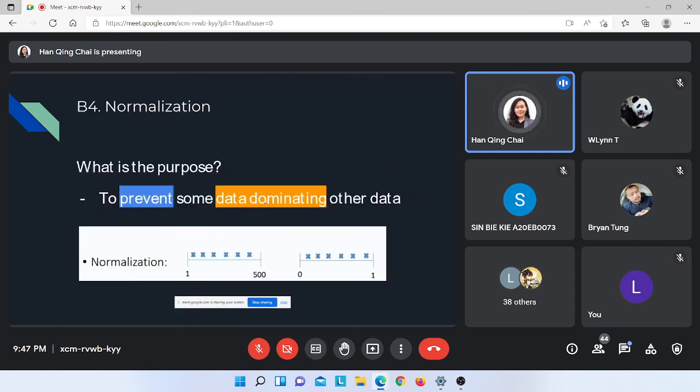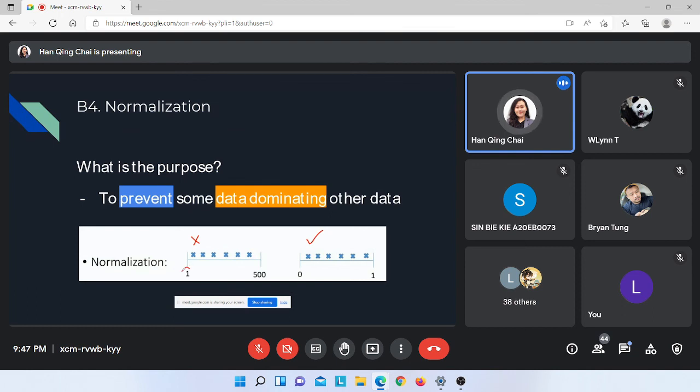Then lastly, the normalization of the backward propagation. What is the purpose? It is to prevent some data from dominating other data. What do we mean by data dominating other data? Okay, if you didn't go through this normalization, this one is no, this one is yes.